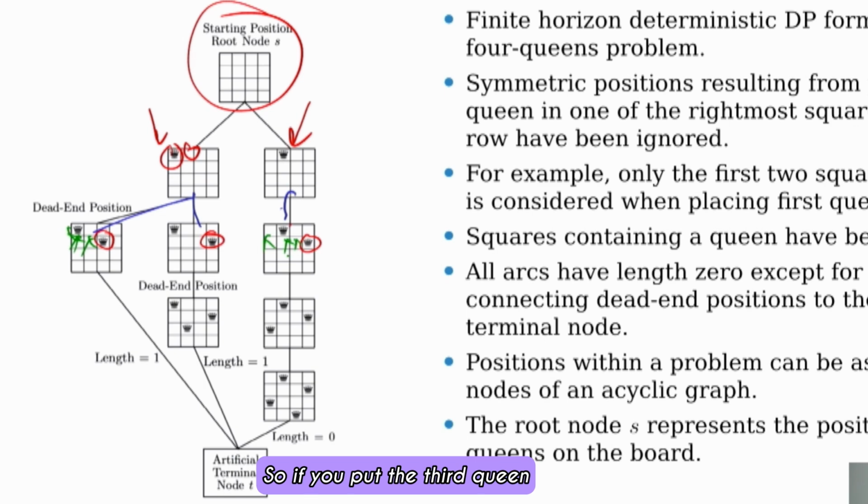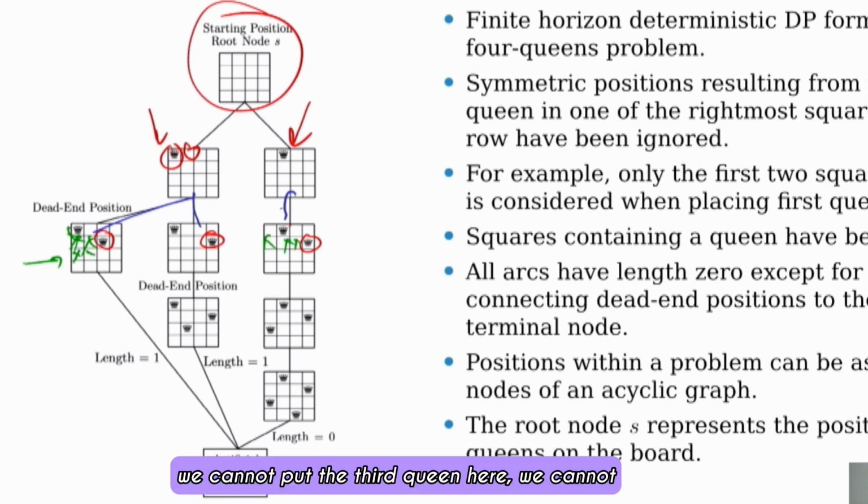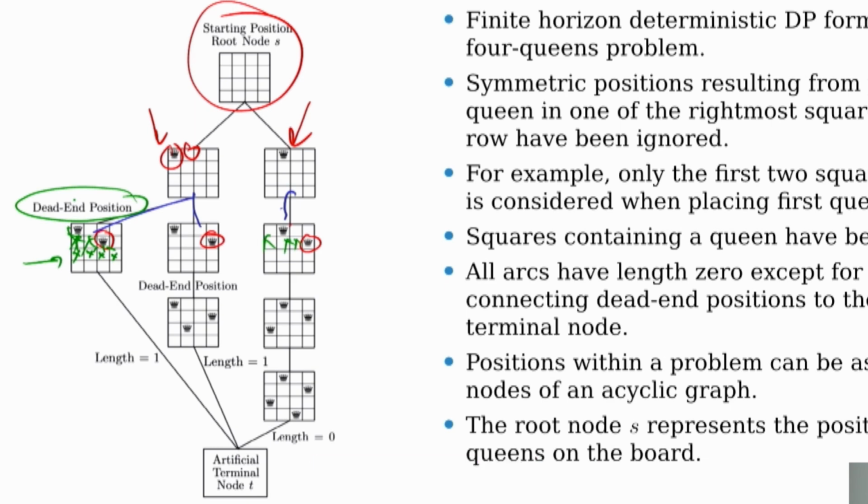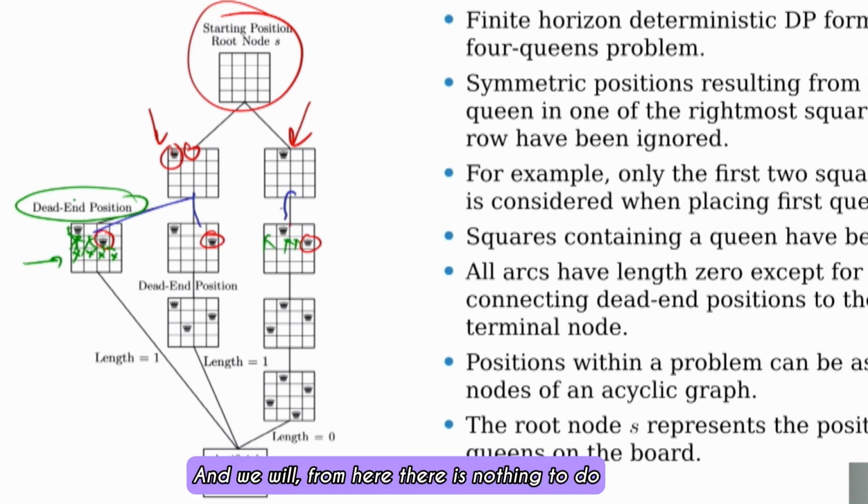Let us look into the first state here. Can we put the third queen anywhere else? We cannot put the third queen here, because it will be killed by this, and this will be killed by this. We cannot put the queen here because it will be killed by this, and we cannot put it here either because it will be killed by this. So basically we have arrived at something called a dead end position. This is the end, there is nothing to do from here, so you go to the terminal state.